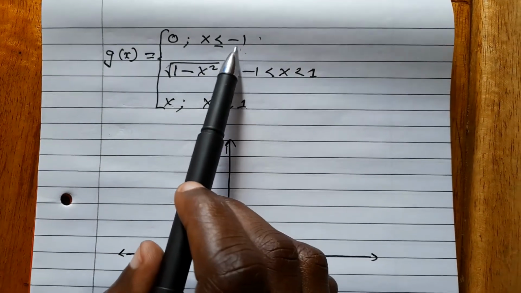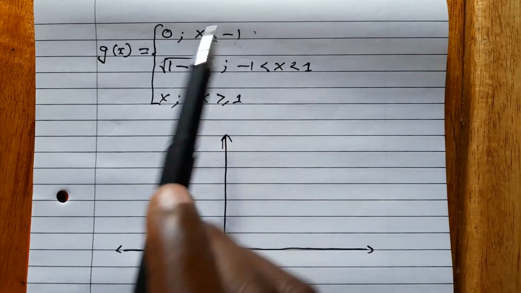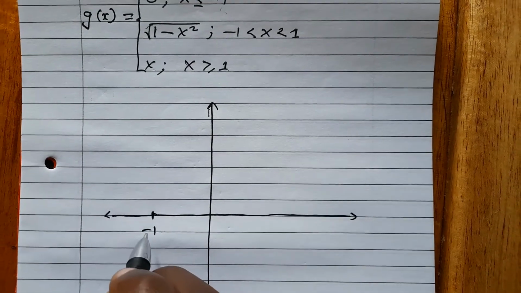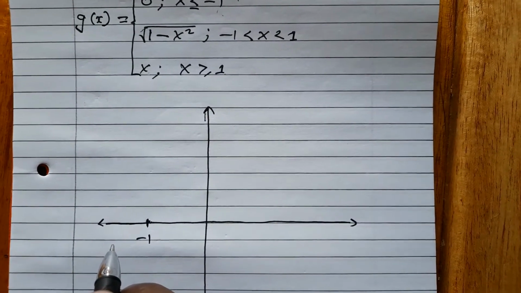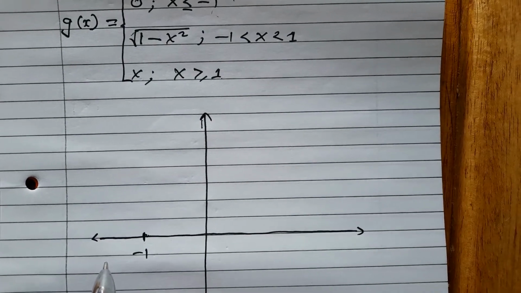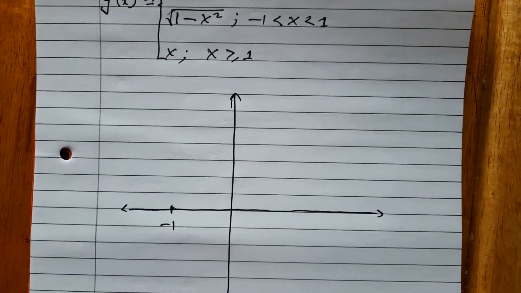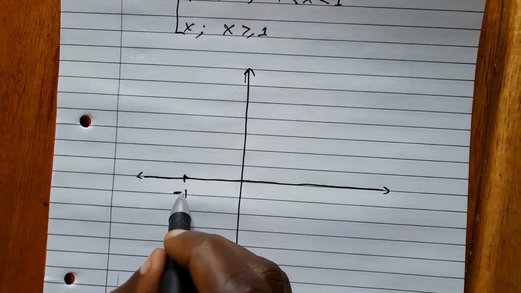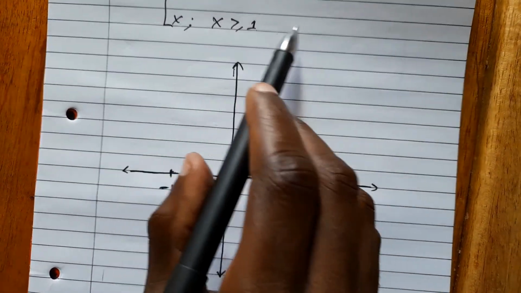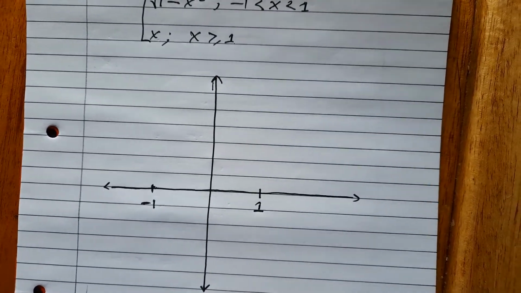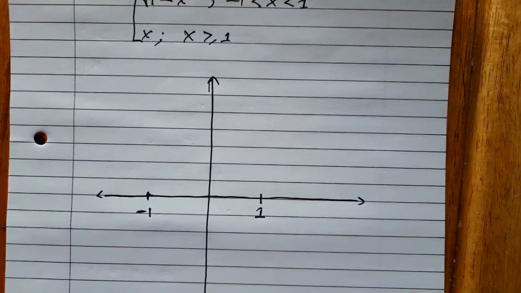when I check at the domain, the first is at negative 1. So I will be having negative 1 somewhere here. We are first breaking the domain into the given ranges of the pieces. So I'm having negative 1. Another point is at 1 here. So you realize I'm ending up with three pieces.